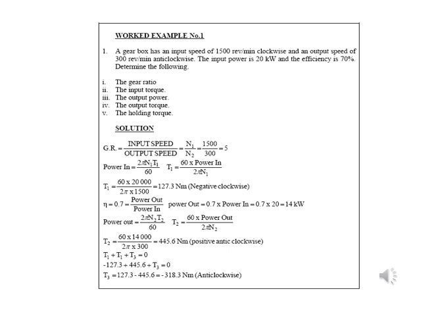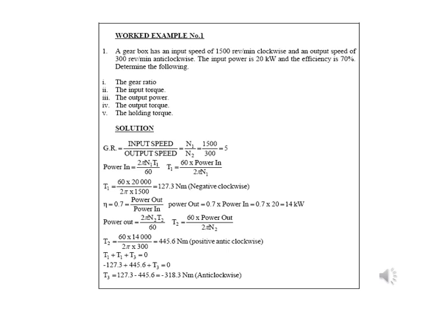As for the output power, you can use the efficiency of 70%, which is in this case eta equivalent to 0.7, which is equivalent to power output divided by power input. So you can get the power output, which is the power input multiplied by 0.7, which is equivalent to 14 kilowatt. And then the output torque.